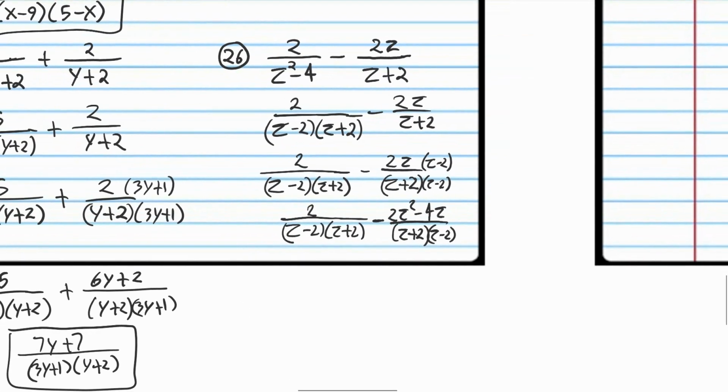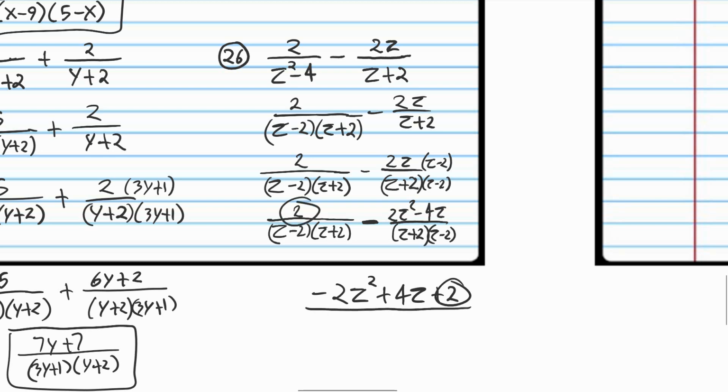So now, again, because we're subtracting, let me move this over a little bit. Because we're subtracting the fraction on the right, all these signs are going to change. So that's going to become a negative 2z squared. And we'll write in descending order of powers as usual. And this is going to be a positive 4z. And there's nothing really to combine. And this 2 comes from here, and it's positive.